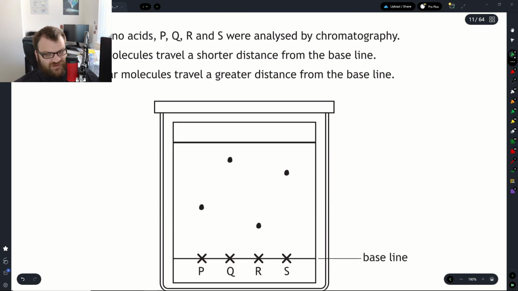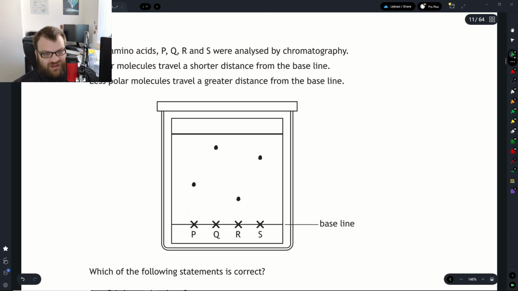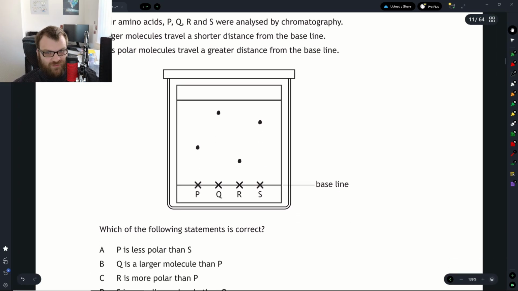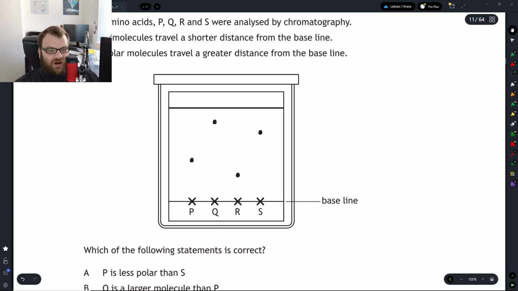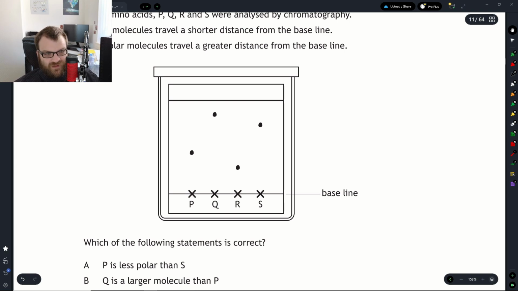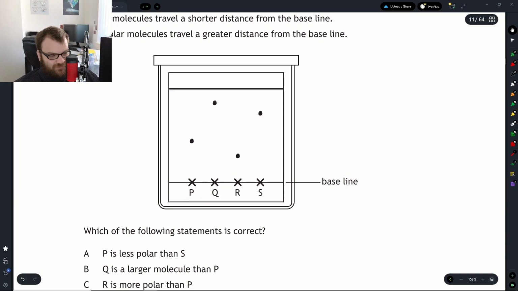On to number 23. Here we're given information about a chromatogram that's been run. We are told that larger molecules travel a shorter distance and less polar molecules travel a greater distance from the baseline. First statement says that P is less polar than S. If P was less polar than S, then P would travel a greater distance than S. So we've got P and we've got S. That is not true. Let's rule that one away.